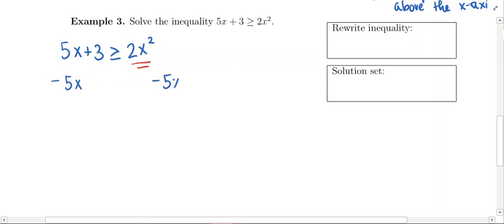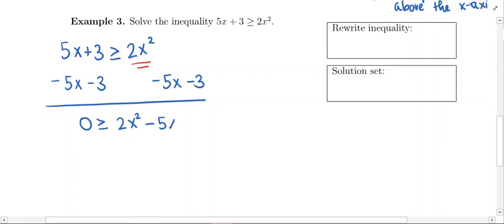Whatever you do to one side, you have to do to the other. The 3 is also positive, so we need to subtract it from both sides. So 0 will be left on the left side, and we're going to have 0 is greater than or equal to 2x squared minus 5x minus 3. We do not flip the direction of the inequality symbol here. Remember, you only do that if you're multiplying or dividing by a negative. Here we were just subtracting.